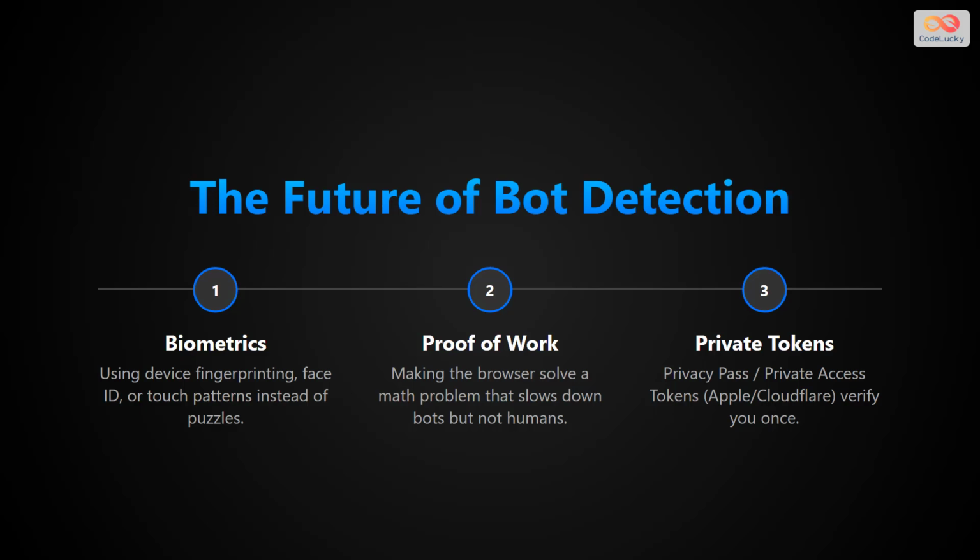So, what does the future hold? We are moving away from puzzles entirely. The future lies in biometrics and cryptographic tokens. Technologies like Privacy Pass allow your device to prove it is trusted without revealing your identity. If you unlock your phone with Face ID, your browser can tell a website, "This user is human," without you ever needing to click a bus or type a distorted word.